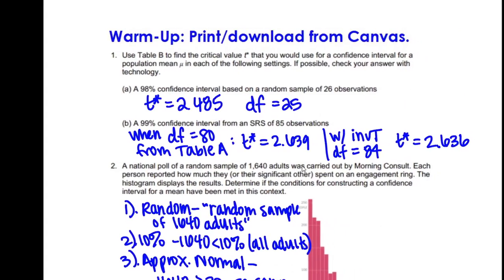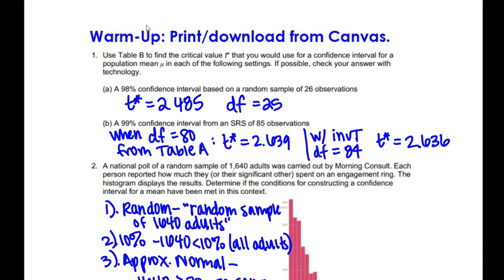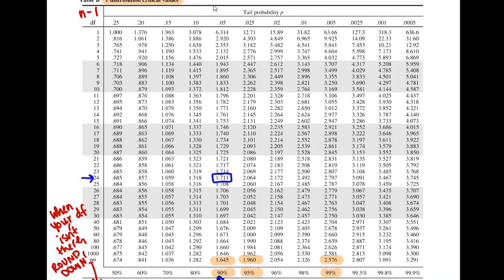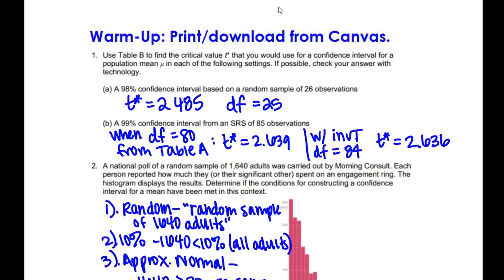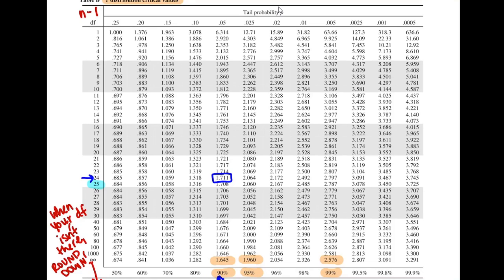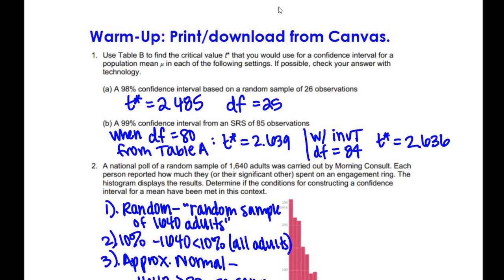All right, so number 1 said use table B to find the critical value t star. Hopefully you were able to do that when the sample size was 26. That makes the DF 25. So let's see, I'll use blue. We're looking at this row, and then it's asking for 98% confidence, which is here. So they match up right there at 2.485.